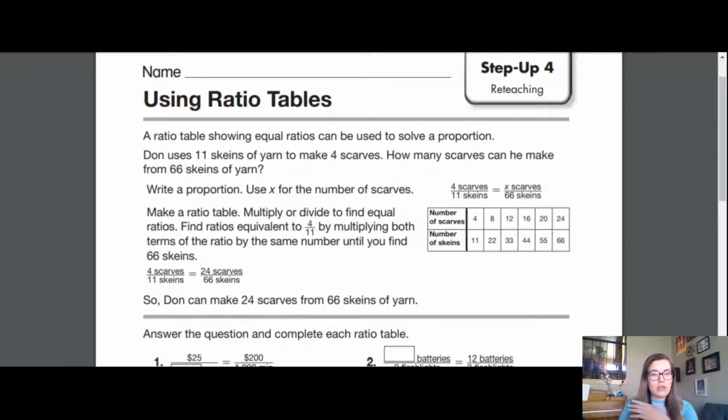So I'm going to scroll down a little bit and we're going to do a couple of them together. So looking at number 1, and you will have to follow along on your worksheets because I'm going to stop sharing so I can show you the work on my whiteboard, okay?